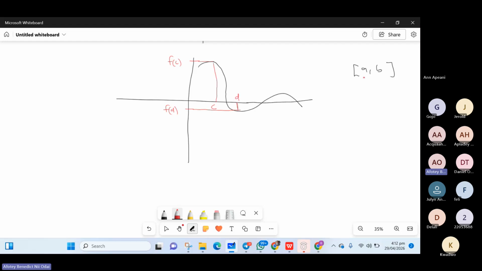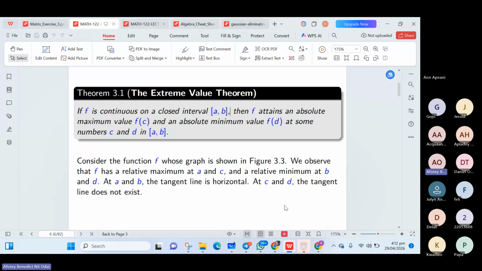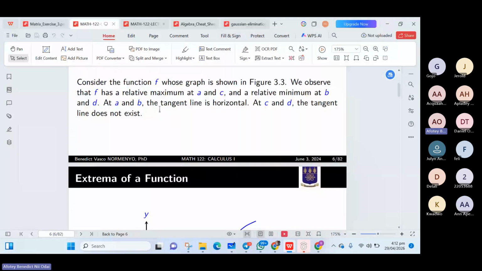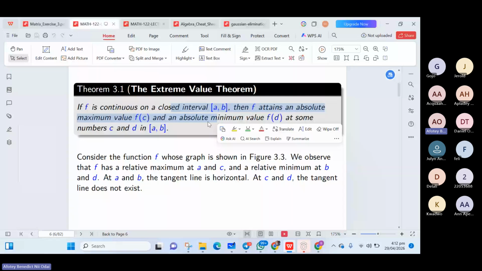Right? So this is the extreme. This is what the extreme value theorem is saying. What you have to take note of is that f must be continuous on a closed interval. This is the condition, and of course, absolute maximum and minimum.